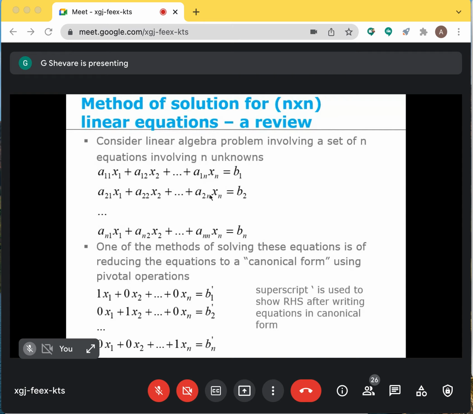One of the methods of solving these equations is to reduce them to what is called a canonical form by using what is called a pivotal operation. So I do many row operations one after the other in such a fashion that the n equations given above are converted into the n equations given below.